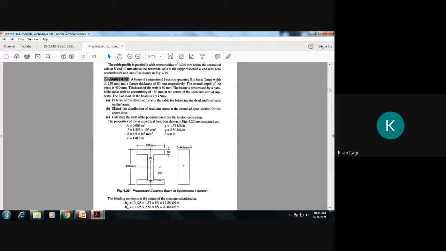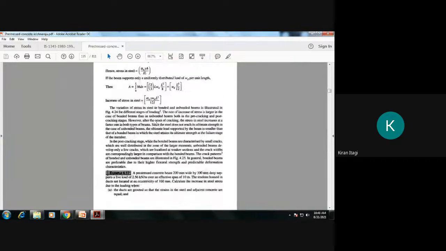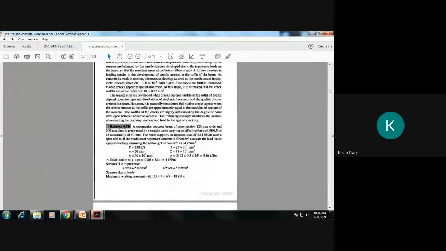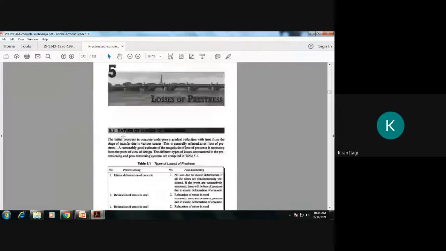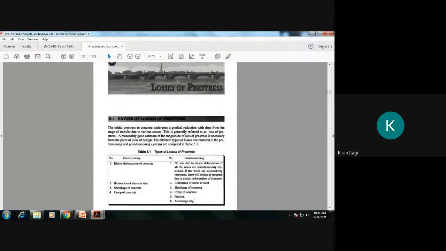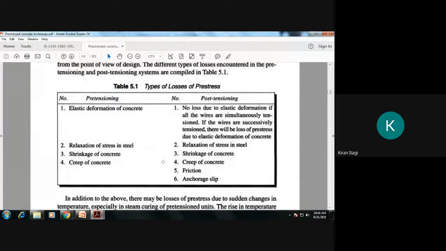So just now we solved the numerical on the I section. The entire question is available in the reference textbook, from where you can copy the question. Page number 116. For your exam, they will directly ask numericals instead of theory.